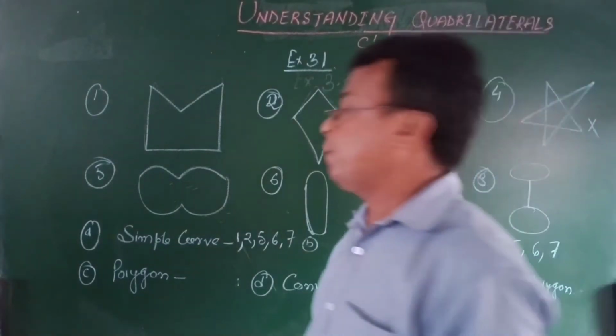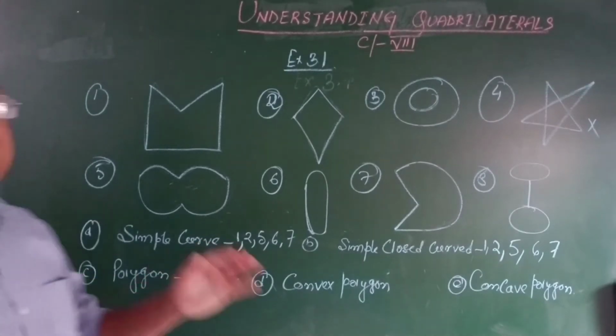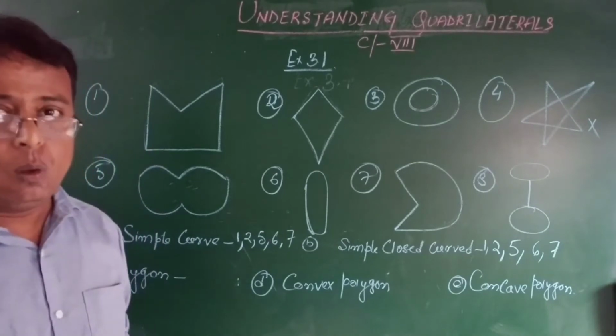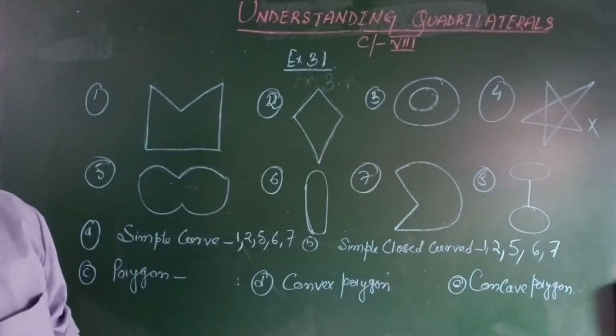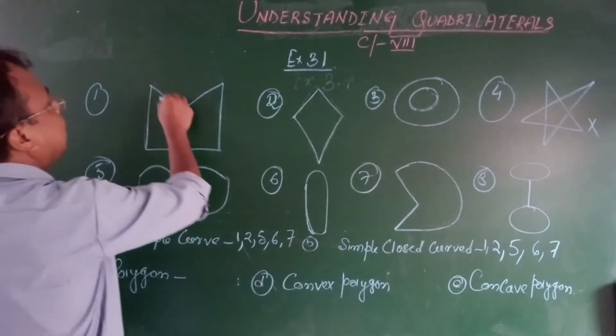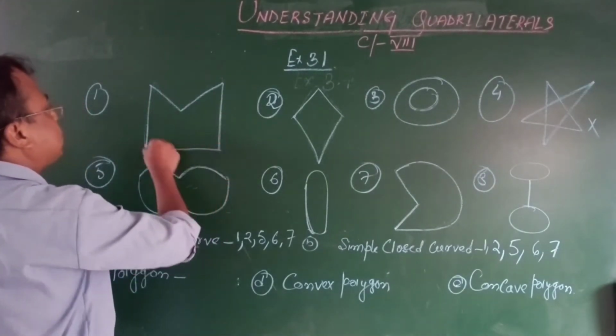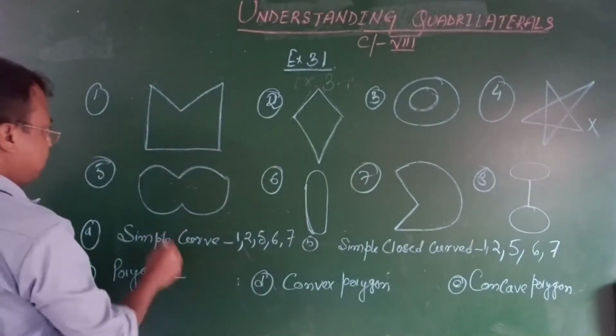Now come to polygon. Which figures are polygons here? All right. Polygon means a closed curve that is made up of line segments. A closed curve that is made up of what? Line segments is called a polygon. So now which are polygons? You see, this is a closed curve, and this closed curve is made up of what? Line segments. It is a polygon.